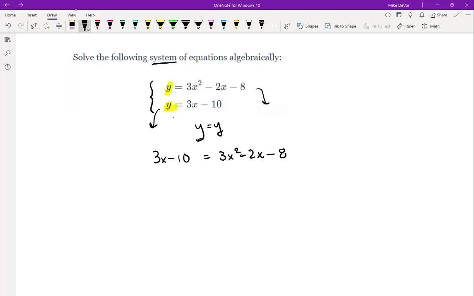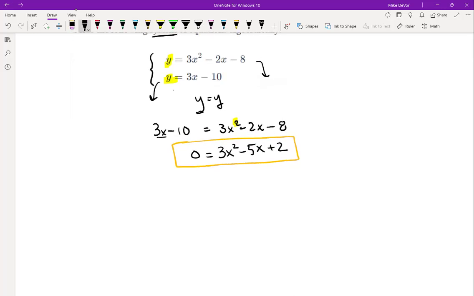Now we have an equation that we can solve, and of course it's a quadratic equation. Like we do with quadratic equations, we get 0 on one side and bring everything over to the other side. I have this 3x squared, and now I bring the 3x over, which gives me a negative 5x, and then add 10 to both sides. Now we have this quadratic that we solve. You should factor this because it is factorable. I won't go through the factoring process, but I'm going to assume you know how to factor.